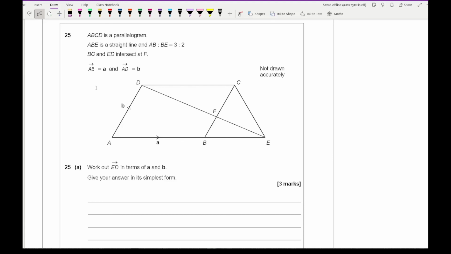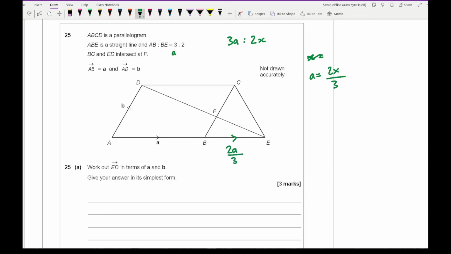So with this, what we need to do is start labeling. Now in terms of the ratios, this is where it can get a little bit more complicated. AB is a, and what we want to work out is what BE is using this ratio. As we've got 5 parts, and we know that if 3a equals, let's call it 2x, then x is going to equal, or try and get a by itself, 2x over 3. So this length here therefore is going to be 2a over 3.